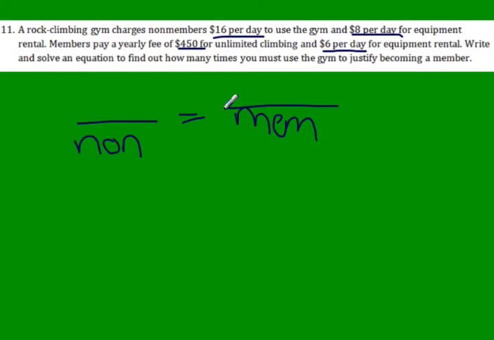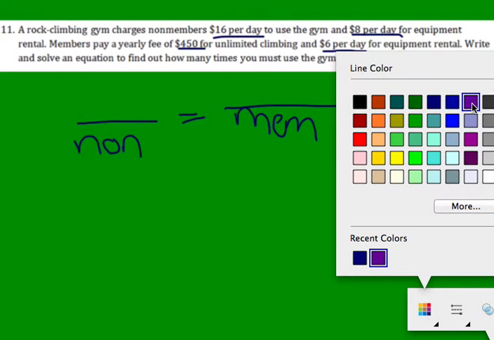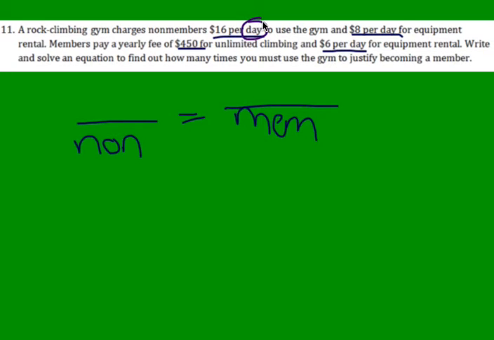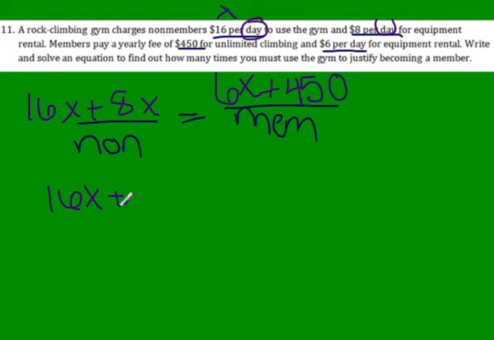Okay, so let's go ahead and set that up. So let's figure out how much it would cost to be a non-member. So I'm going to let x represent the number of days that I go to the gym. So for every x time I go, I need to pay $16 to get in. For every x day I go, I also have to pay $8 for equipment rental. Now, if I am a member, sorry, I'm going to start by paying that $450, so I don't have to pay each time just to get into the gym. I do, however, for each day I go in, have to pay that $6 equipment rental. So now we have this equation. We have 16x plus 8x is equal to 6x plus 450.